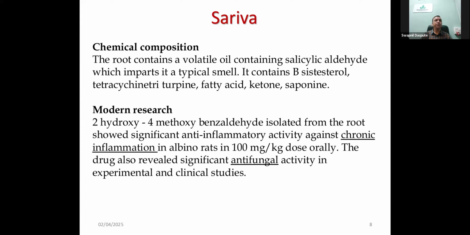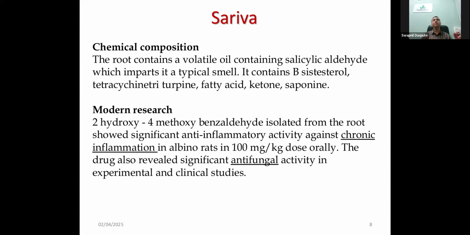Modern research: 2-hydroxy 4-methoxy benzaldehyde isolated from the root showed significant anti-inflammatory activity against chronic inflammation in albino rats in the dose mentioned. So, chronic inflammation is important for us; it showed good action in chronic inflammation. It also revealed significant antifungal activity. Anti-inflammatory and antifungal activity both were seen in some clinical trials which were done.